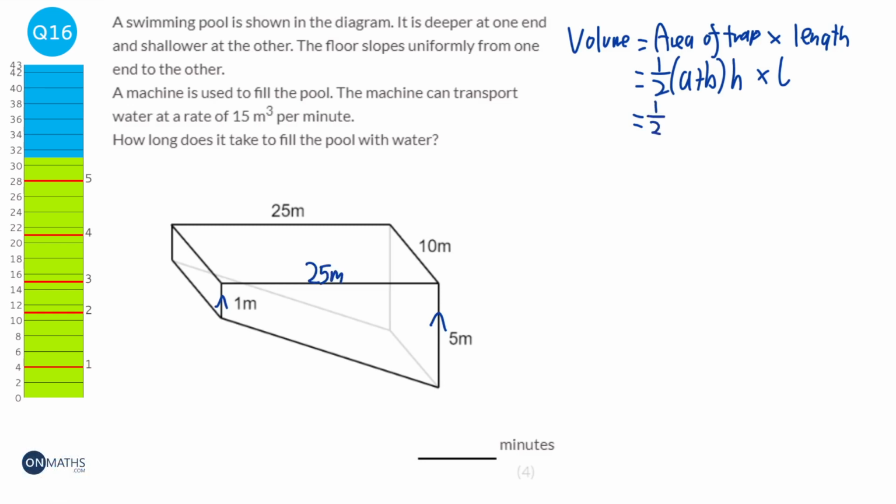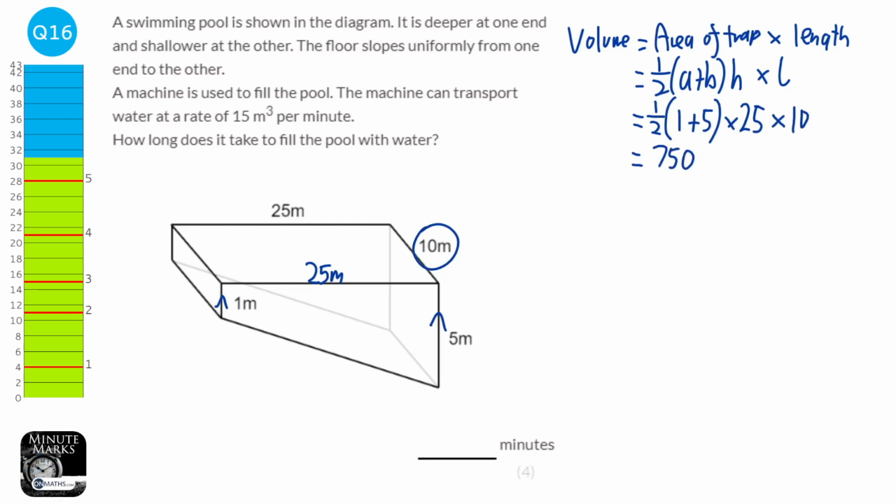So it's going to be half, and then we're going to add 1 and 5, times that by 25. The length is how 3D it is, so it would be that 10 there. So we're going to times that by 10, and that will give us 750. So it's 750 meters cubed. Now, there is a little formula we can make for the rate. So the rate of anything for this will be the volume gained over time.